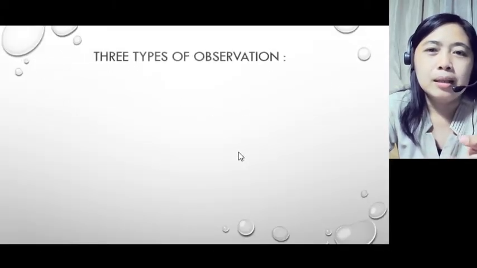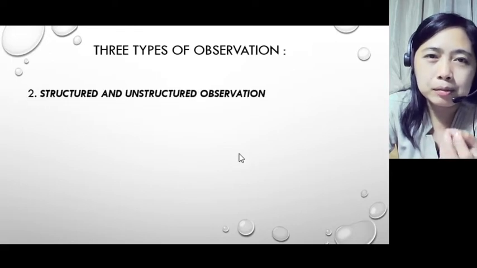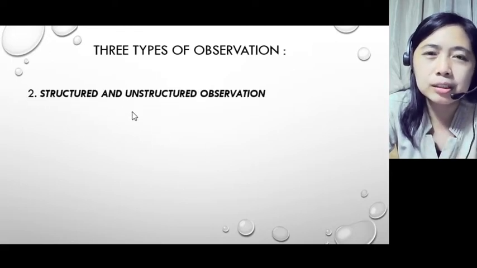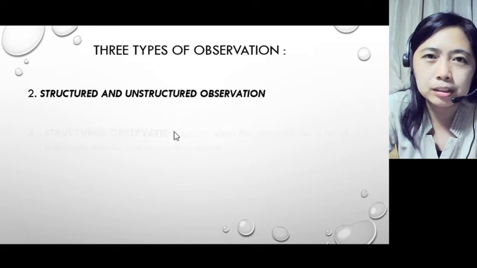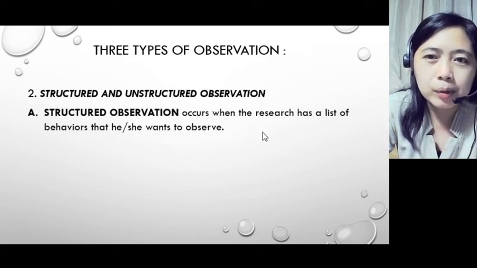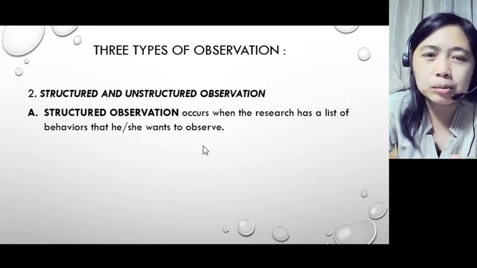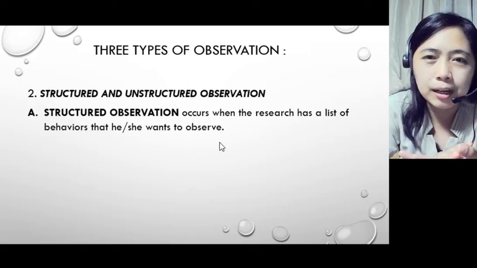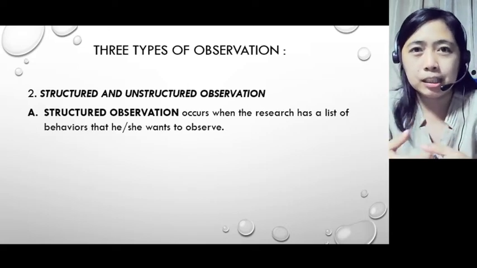Another type of observation, we have structured and unstructured observation. For the structured observation, it occurs when the researcher has a list of behaviors that he or she wants to observe. So structured na na siya gibasihan.